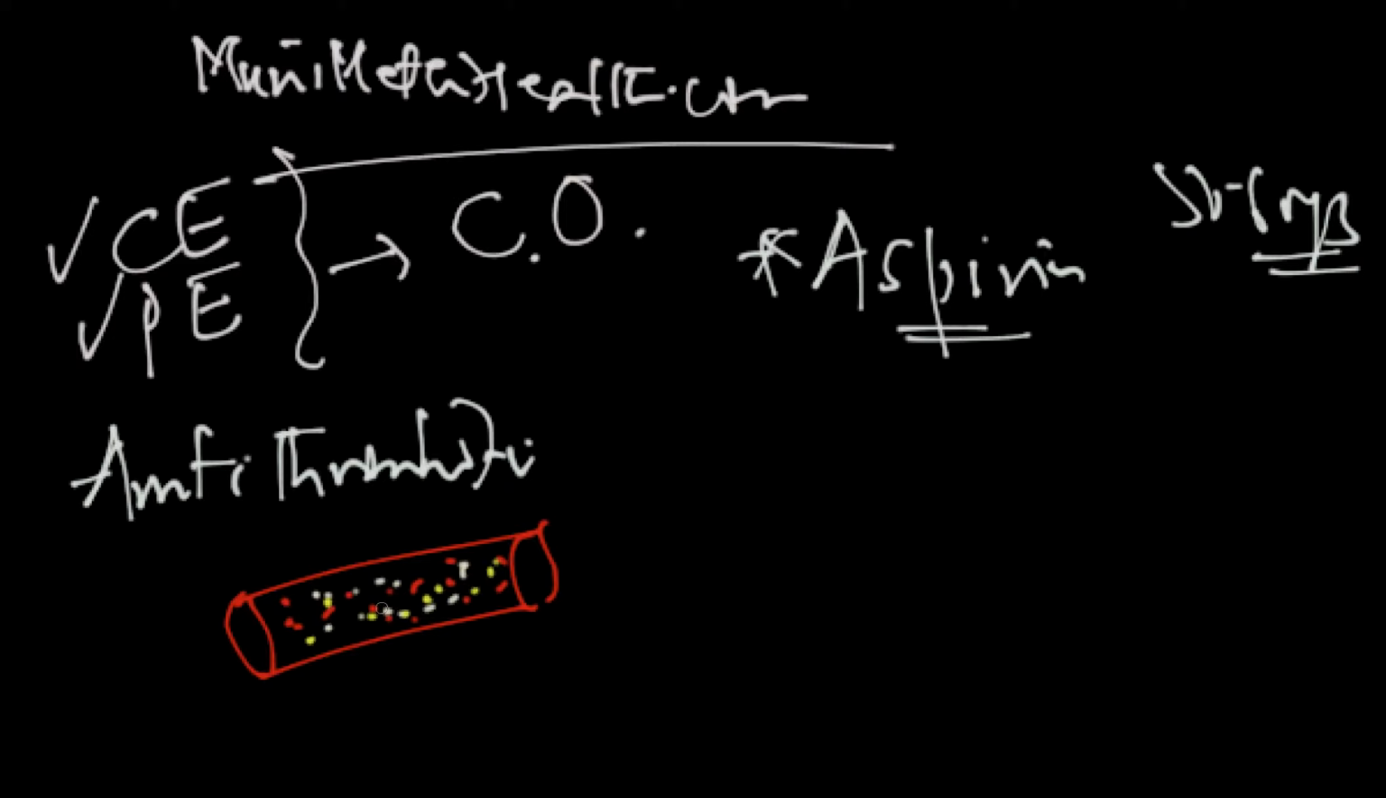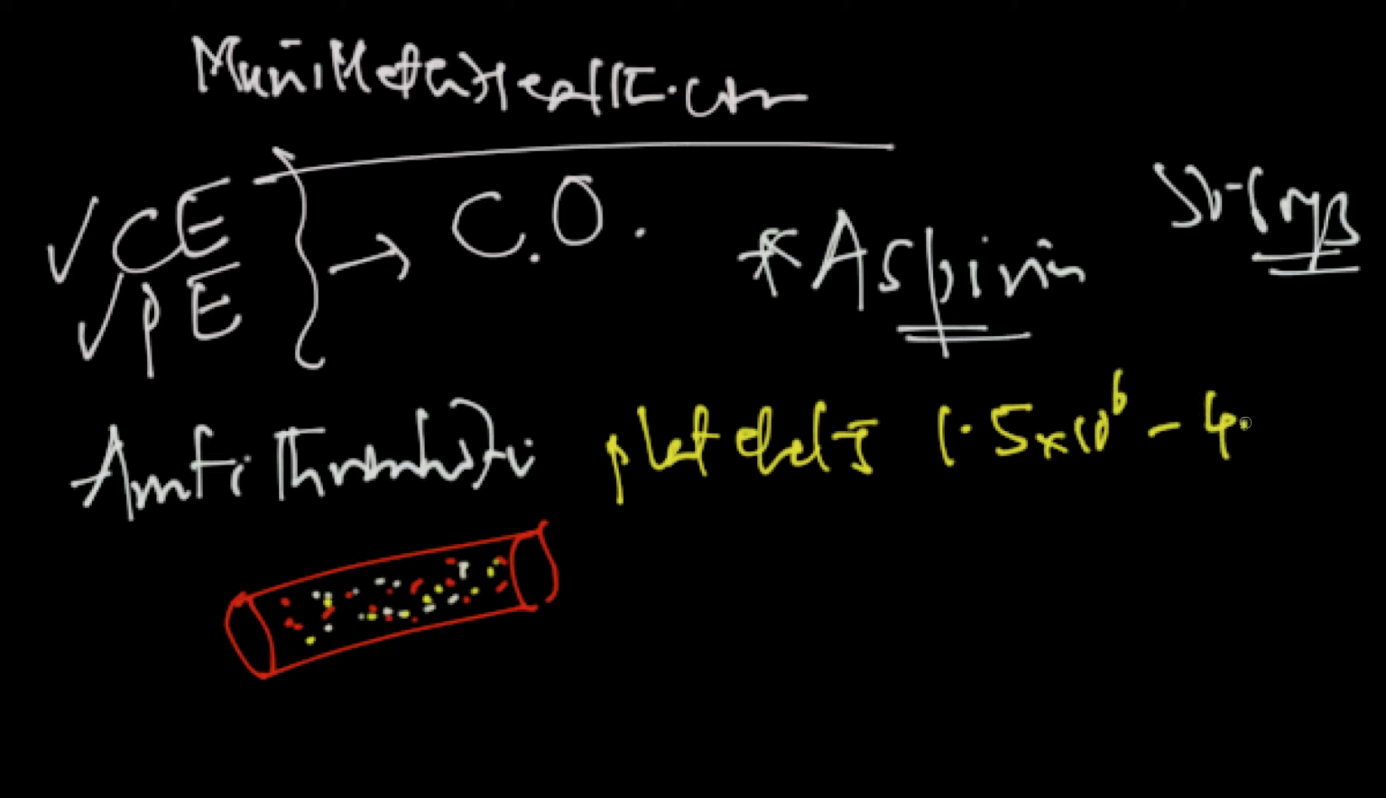Having defined that, we know that platelets are normally responsible for clotting mechanisms. Normally they number about 1.5 million to about 4.0 million per cubic millimeter of blood. So that's your normal count. Anywhere between 1.5 to 4 million platelets are circulating in your body, and their half-life, just so that you know, is about 7 to 10 days.